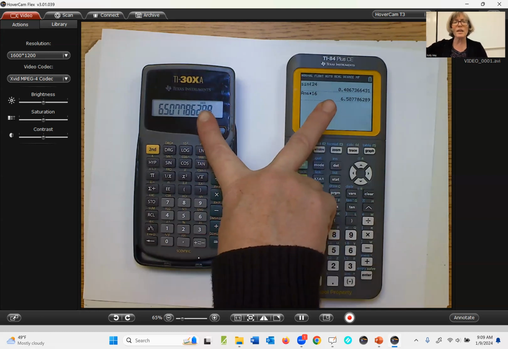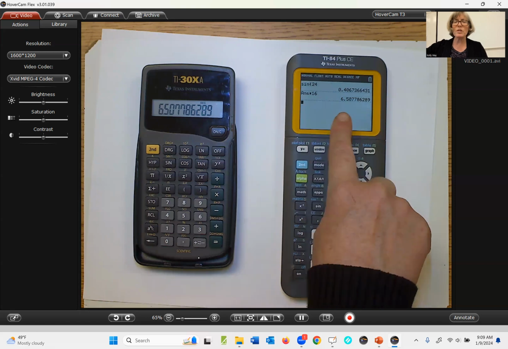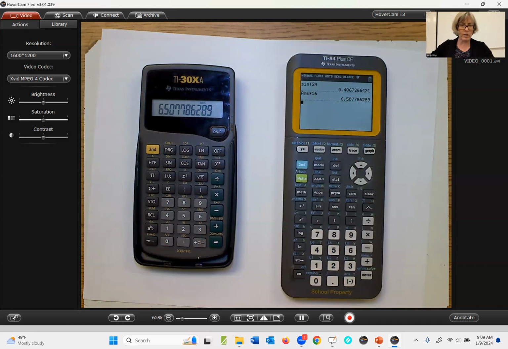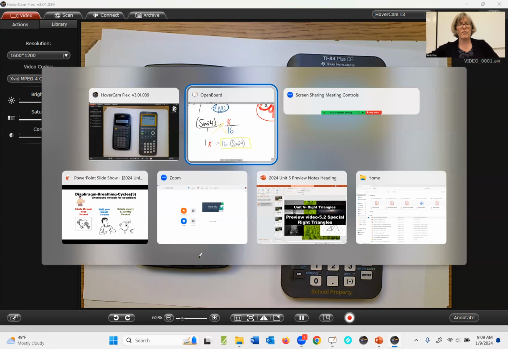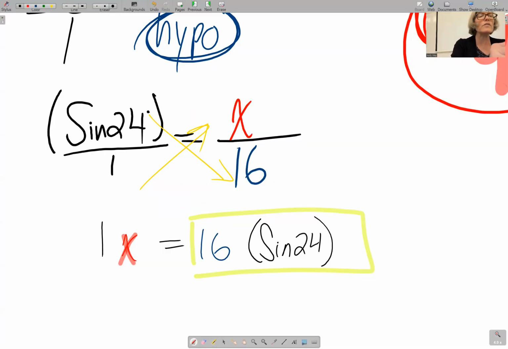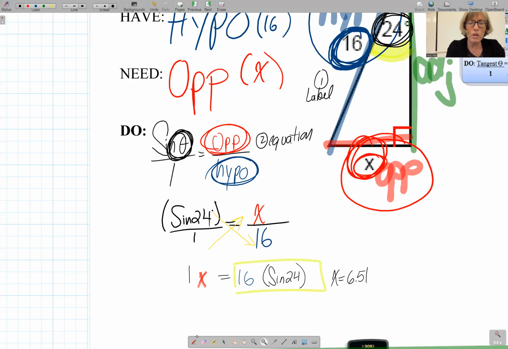Take it to the second decimal, which is going to be 6.51. Congratulations, you just found a side length of something that's not a special right triangle. 6.51. Let's check for units. No units, so we're just going to say units generic.